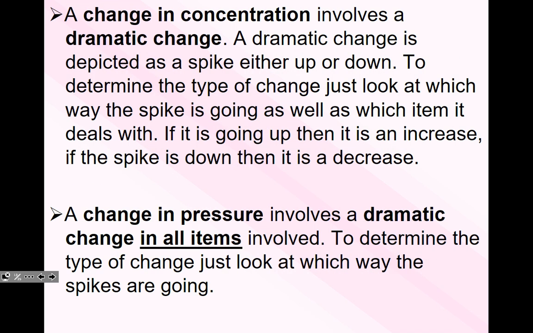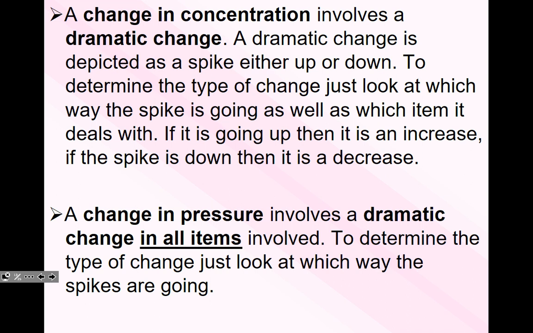A change in concentration involves a dramatic change. A dramatic change is depicted as a spike, either up or down, and I'll show you what that looks like a little later. So you have a spike rather than a gradual kind of curve. To determine the type of change, just look at which way the spike is going as well as which item it's dealing with. If it's going up, then it's an increase. If the spike is going down, it's a decrease. And you will be able to tell the difference between a spike and a curve.